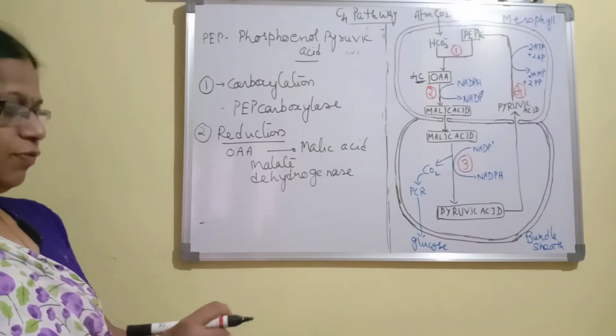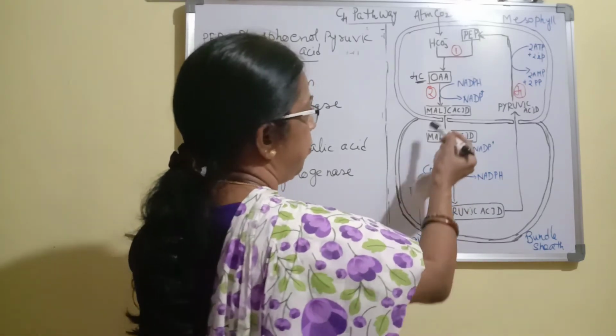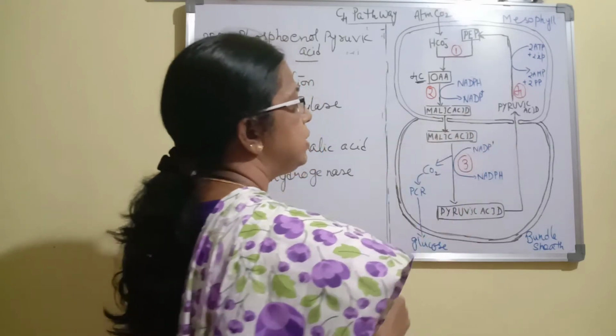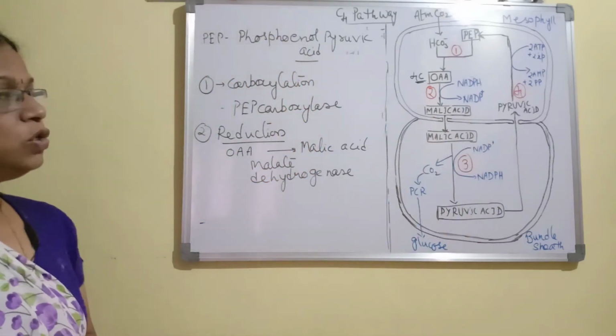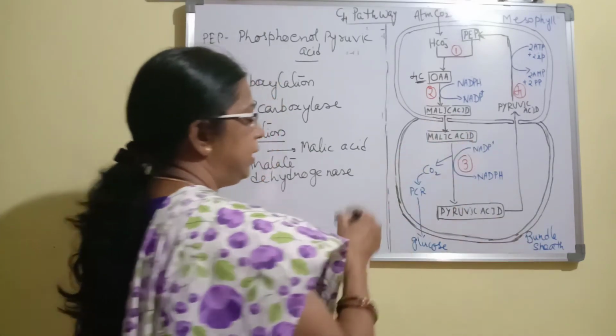Now the malic acid which is formed is transported to bundle sheath cells through the plasmodesmata. These intercellular connections are called plasmodesmata. So through the plasmodesmata, malic acid is transported to bundle sheath cells.